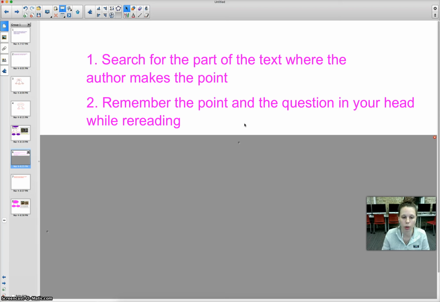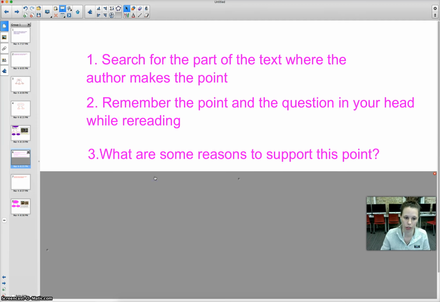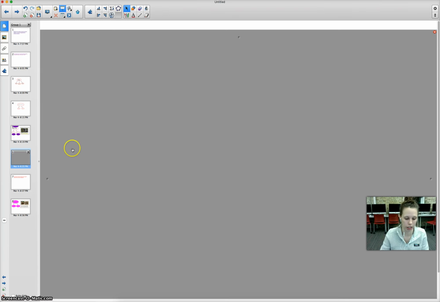So I remembered the point was, what kind of baths do elephants take? So that was their mud baths. And as I was rereading, I kept the question in my head because I was trying to find reasons on how to prove, or like, why did they take mud baths? And then 3, what are some reasons to support this point? So while rereading and after reading, I had to figure out what were my reasons for why they took mud baths. Okay, so let's try this again, and here's my other question.